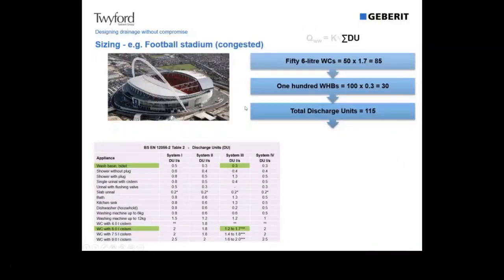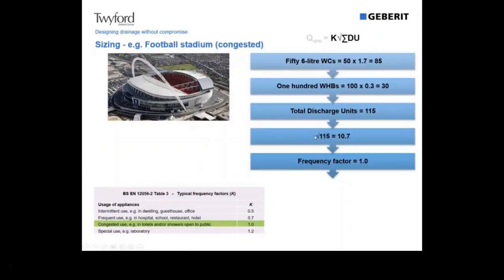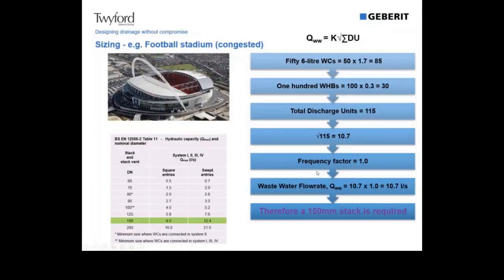So, quick example on that. If we were looking at a football stadium where you had 50 number 56-litre pans at 1.7, which gives you 85. 100 number wash hand basins at 0.3 would give you 30. So your total discharge unit is 115. The square root of 115 is 10.7. Because we're looking at a stadium, we have a frequency factor of 1, because when they are in use, they're in high demand use. So it's 10.7 times 1, which gives us exactly 10.7.